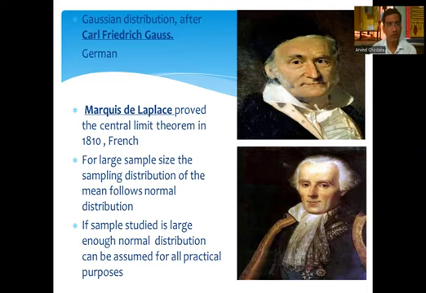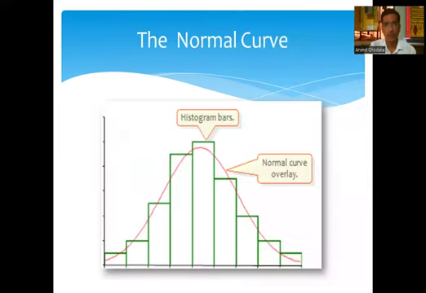For a large sample size, the sampling distribution of the mean follows the normal distribution, according to Laplace. If the sample size is large enough, normal distribution can be assumed for all practical purposes. This was the prediction given by Laplace.